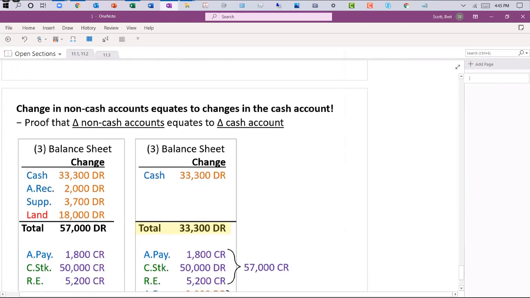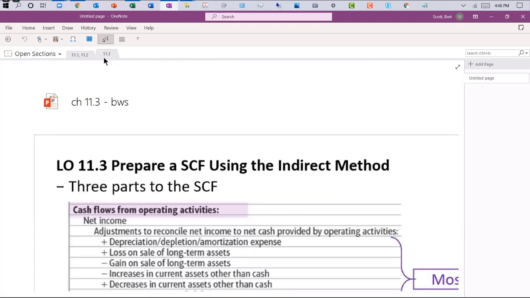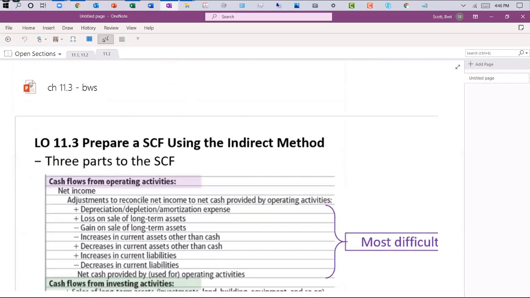So go back and take a look at your notes and just realize that at the end of the day, what we're looking at here is trying to break out the changes in cash according to the changes in all the non-cash accounts. So 11.3 tends to be a little bit dense and a sticky subject. So we're going to take some time to go through this here.